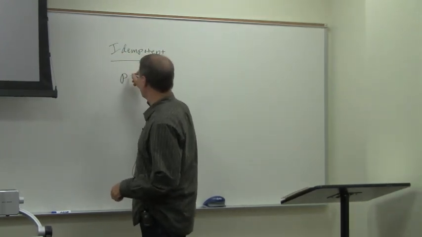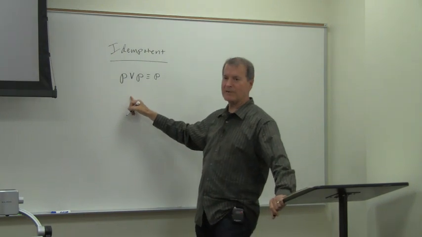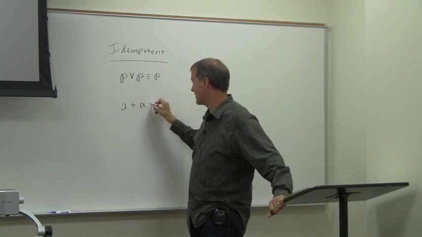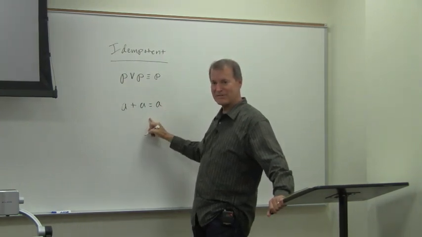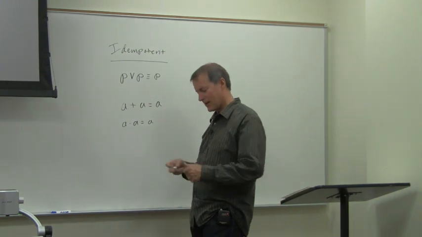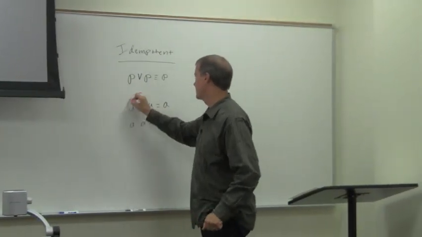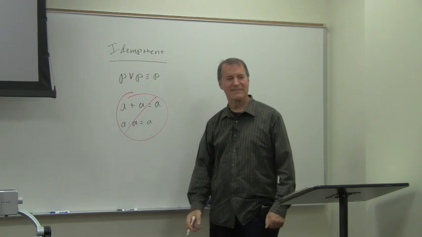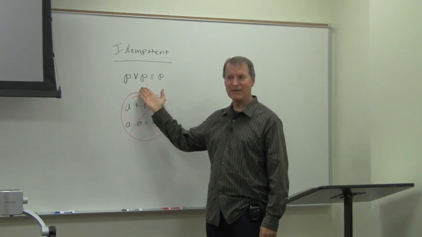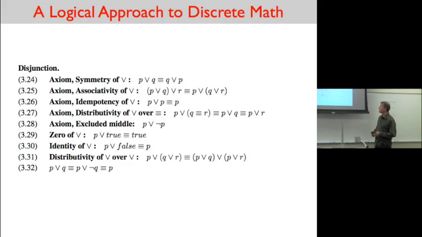The idempotent property says P or P is equivalent to P. Now, you're probably not familiar with this one from algebra, because it's not the case that A plus A equals A, right? That's bogus. And nor does it work for times. A times A equals A? See? So none of these are true. That's not true in algebra, but it's true with disjunction. P or P is equivalent to P. And so that idempotent property is a property of disjunction.